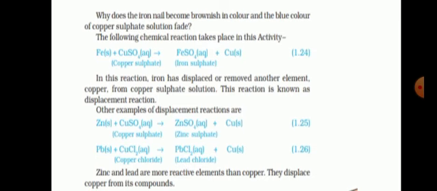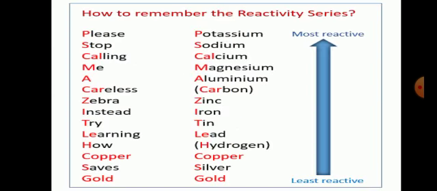So in the reactivity series of metals, zinc and lead are placed at the top level and copper is at the end. So zinc and lead are more reactive than copper, so they will displace copper from its compounds or from its aqueous solution. Fine. So this is your displacement reaction.